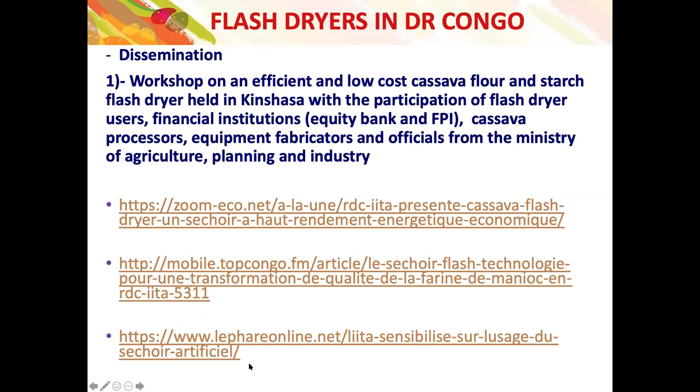In order to push the use of efficient flash dryers across DRC, a workshop was organized in Kinshasa, to which government officials, financial institutions, people from the Ministry of Planning, Agriculture and Industry, and also the cassava processors were invited. They participated in this one-day workshop that took place at the IITA office in Kinshasa.